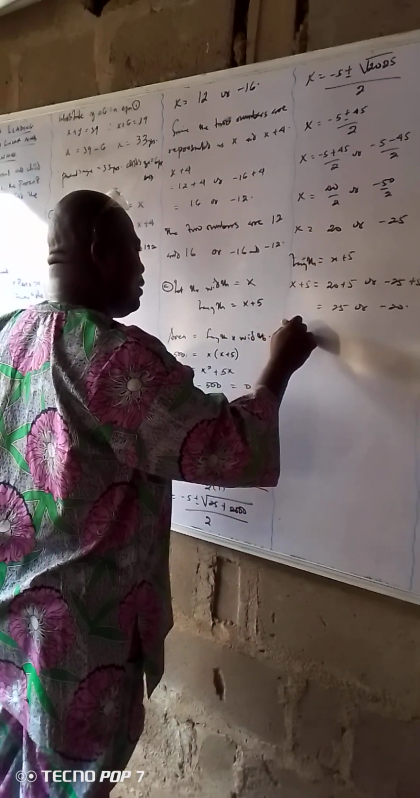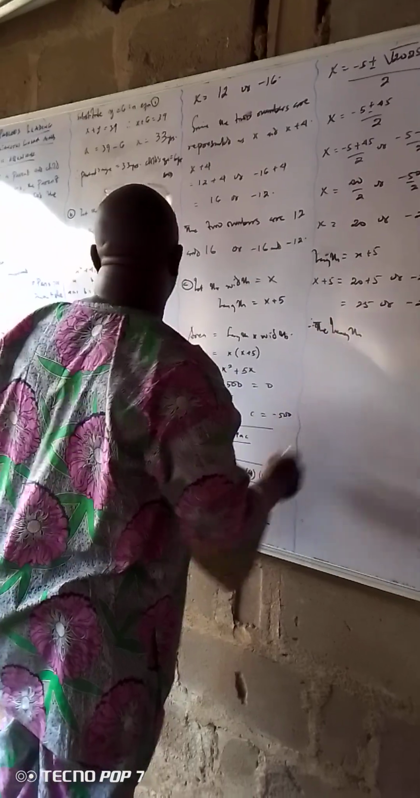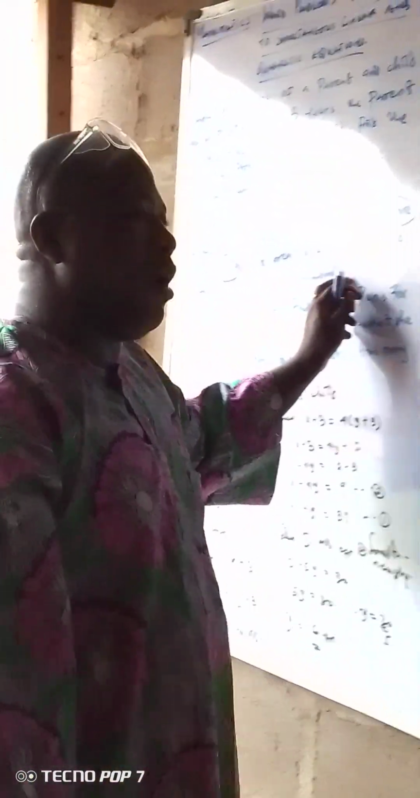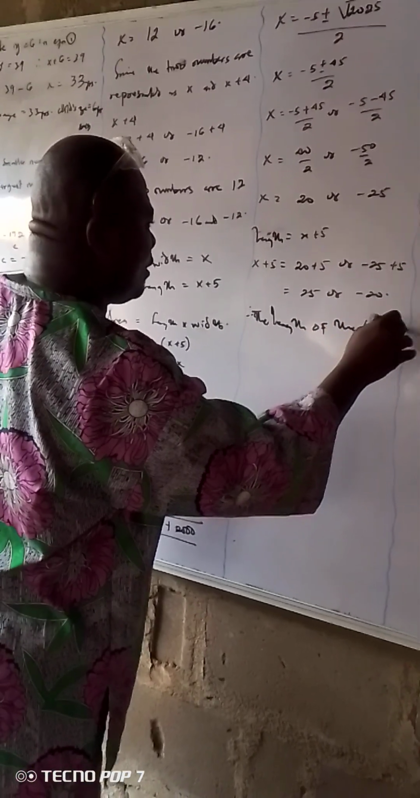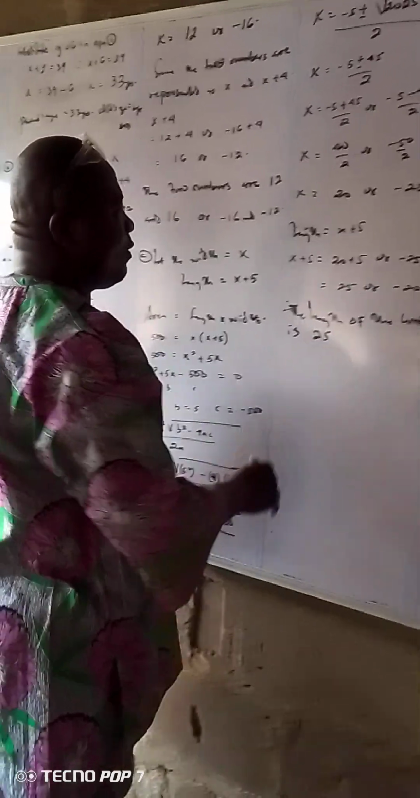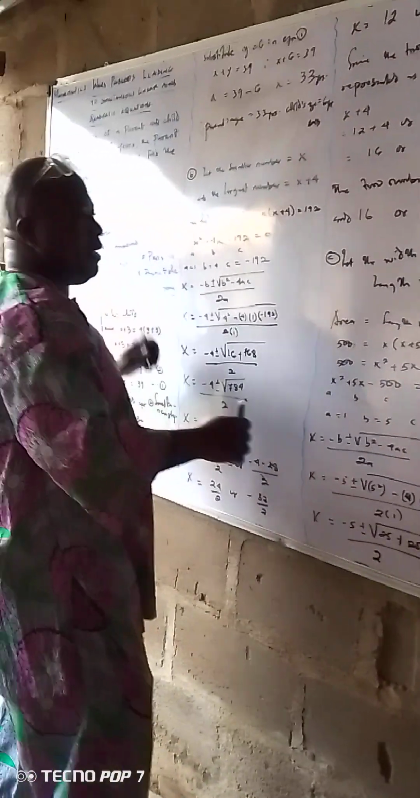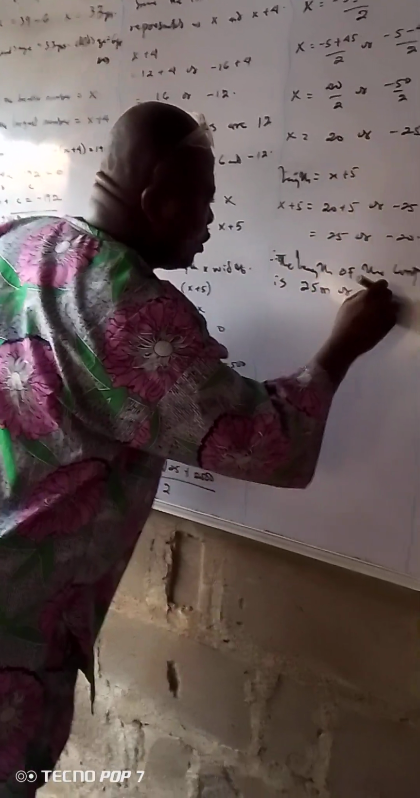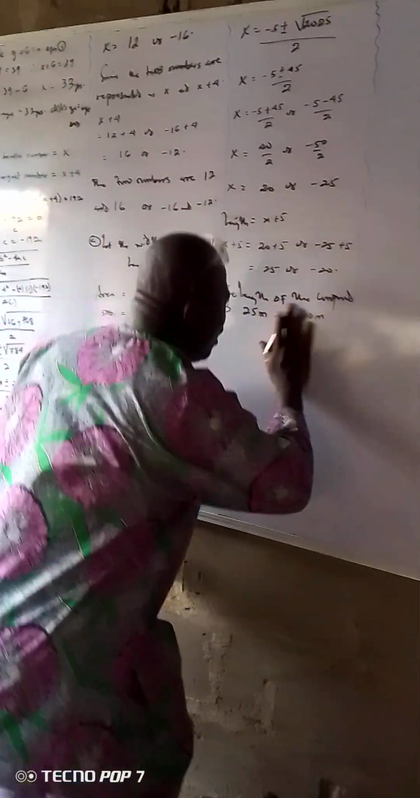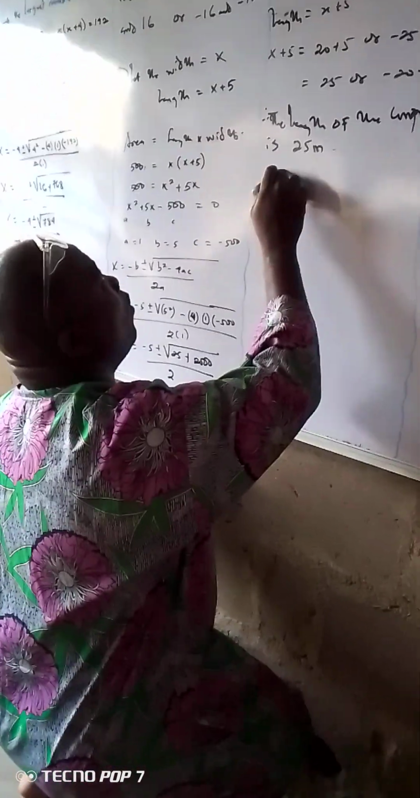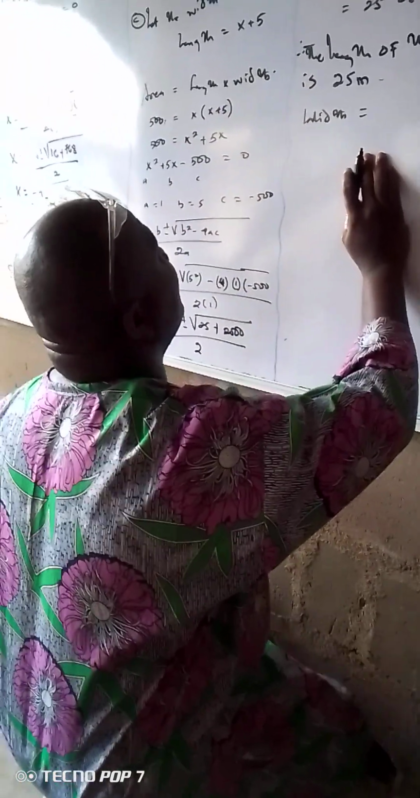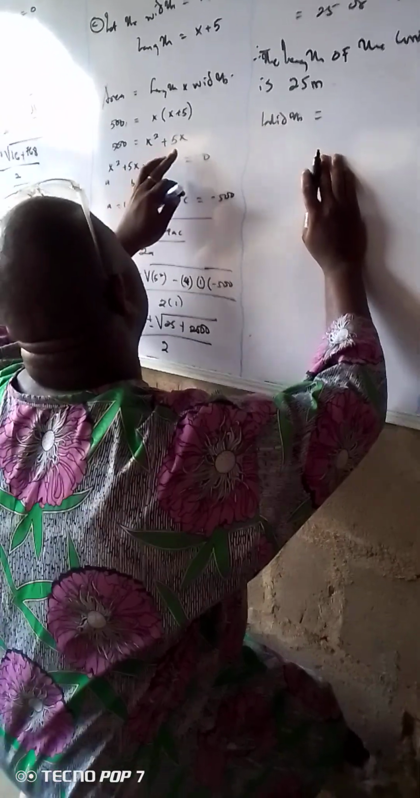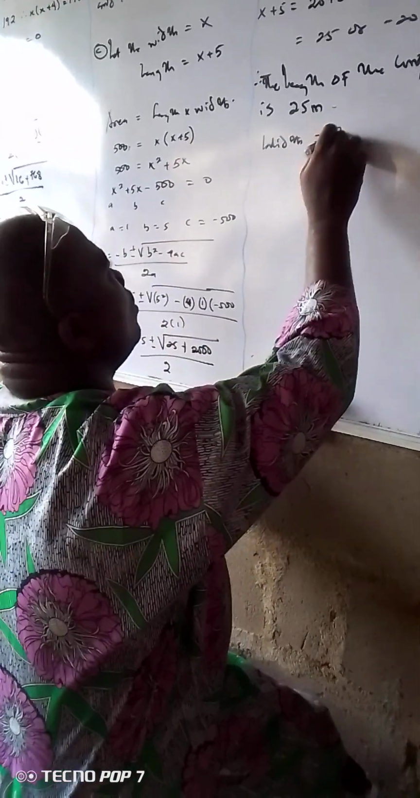So therefore, the question says find the width and the length of the compound. The length of the compound is 25 meters or minus 20 meters. Oh, length cannot be negative. Now, which one is the width? Our width is x. What's our x? Our x is 20 meters. Is it clear? That is the length.